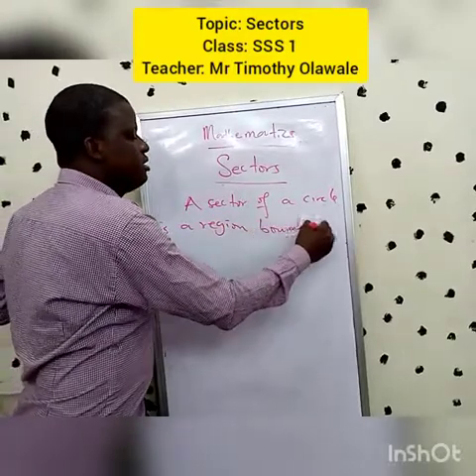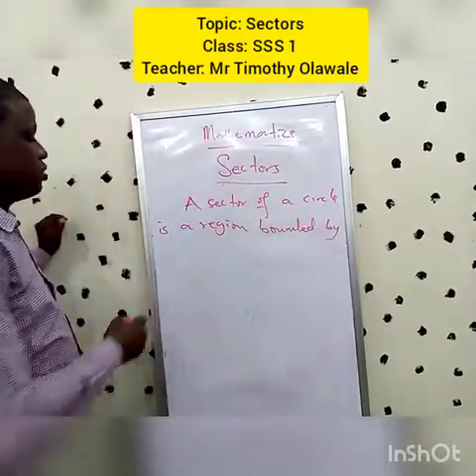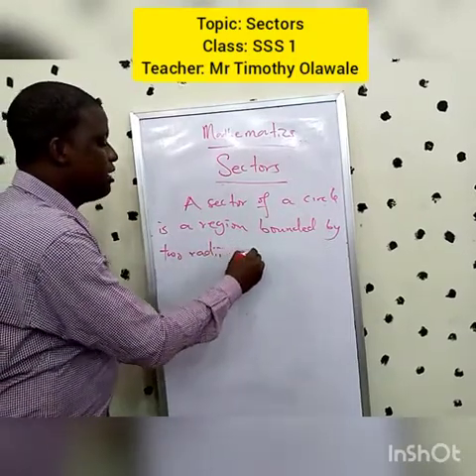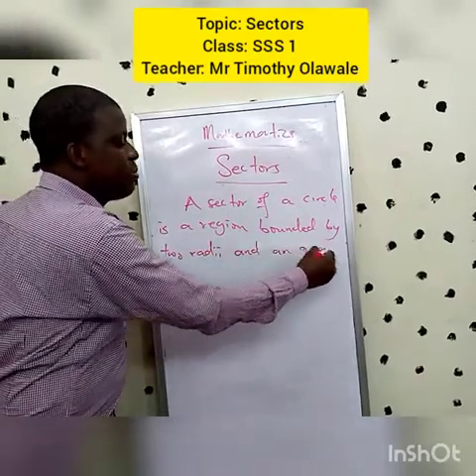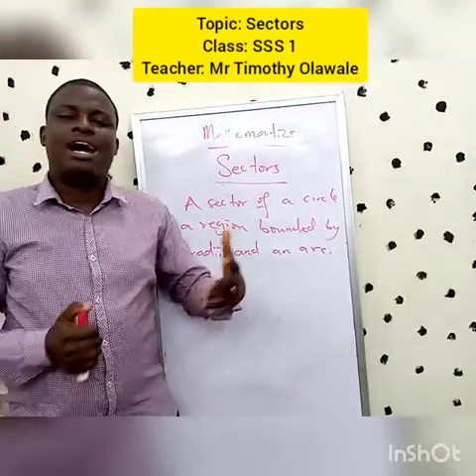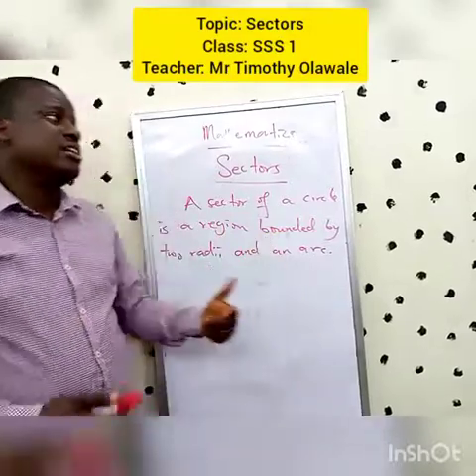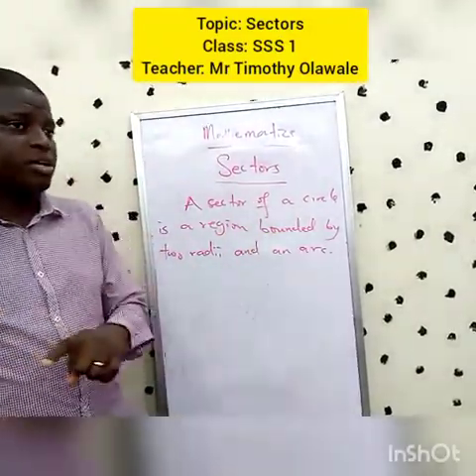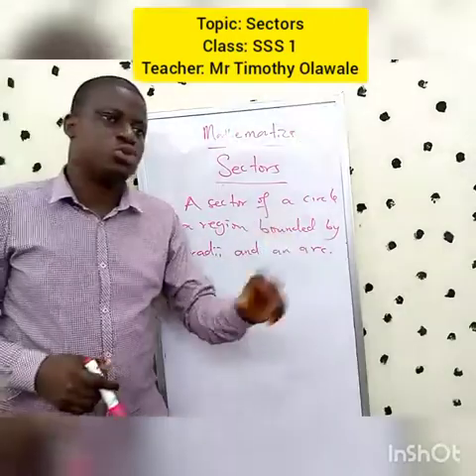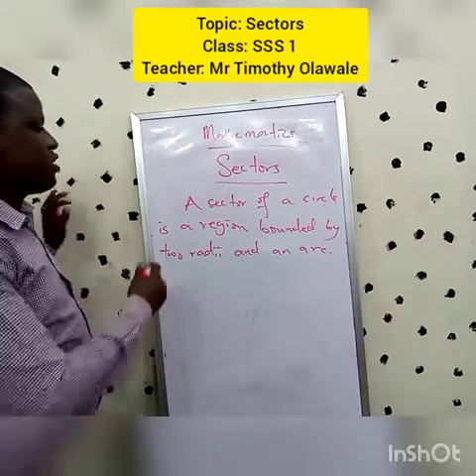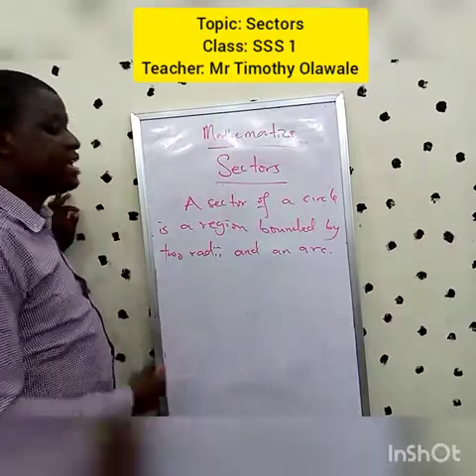bounded by two radii and an arc. If you remember clearly, last week we looked at an arc. We said the length of an arc is theta over 360 times 2 pi r. If you remember that, you can go back to the last video to get that. So a sector of a circle is a region bounded by two radii and an arc.